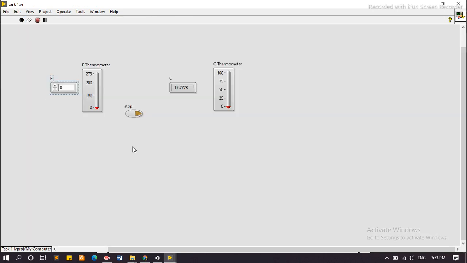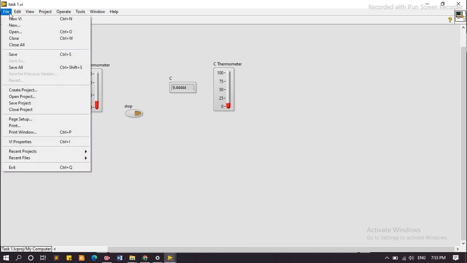We go to the front panel here. Here we set the temperature to 32. We can see that at 32 the Celsius temperature is 0, and slowly it varies. Now we move to the next task.